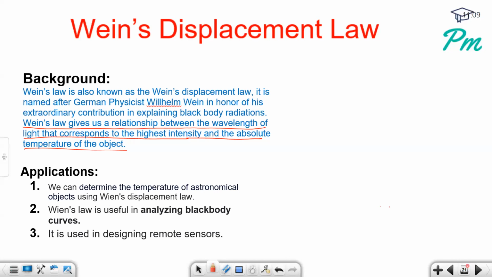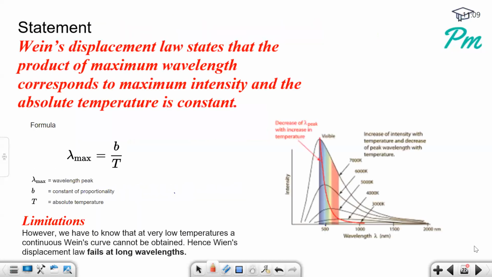Okay. Then let us see the statement. What is the statement of Wien's displacement law? Wien's displacement law states that the product of the maximum wavelength, an important point, the maximum wavelength corresponding to maximum intensity, and the absolute temperature is constant. This is the statement of Wien's displacement law.